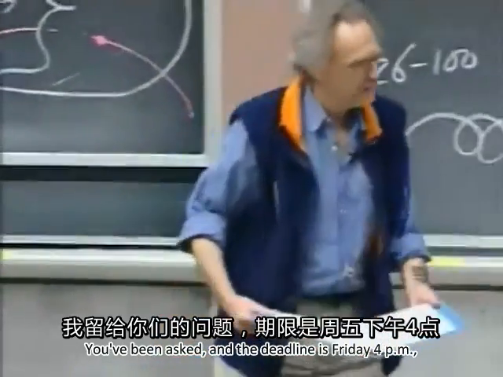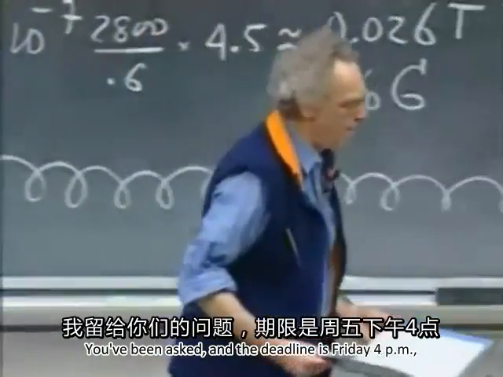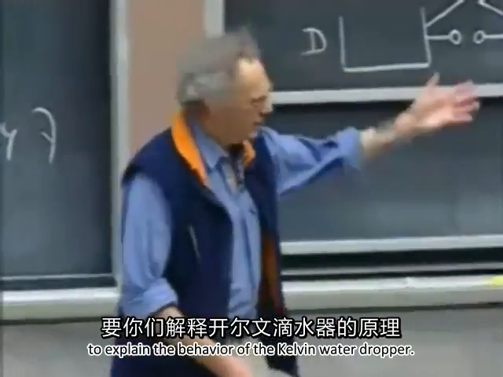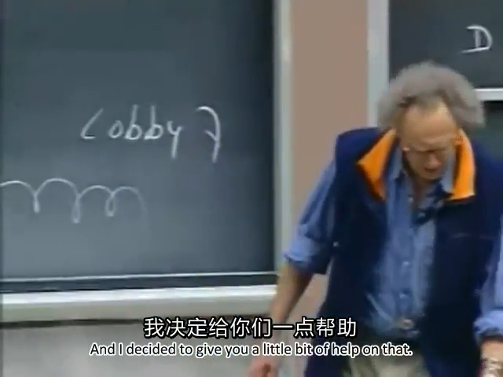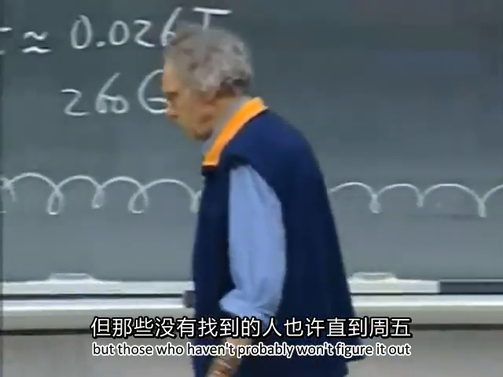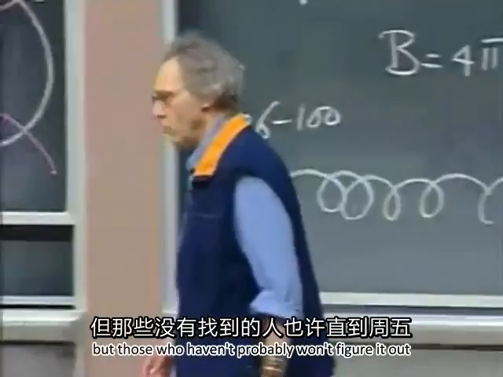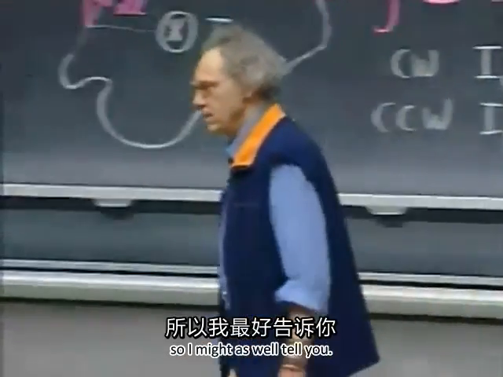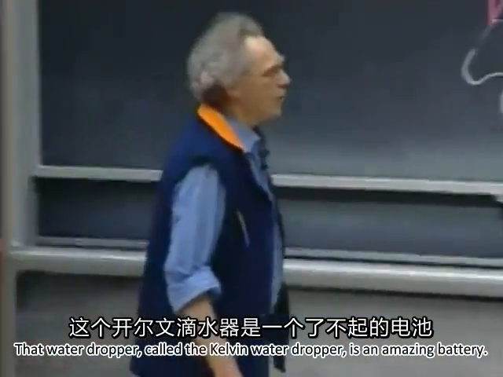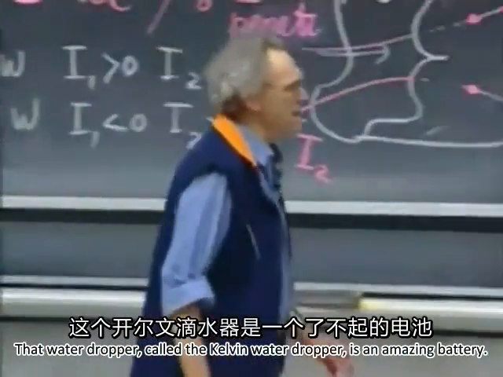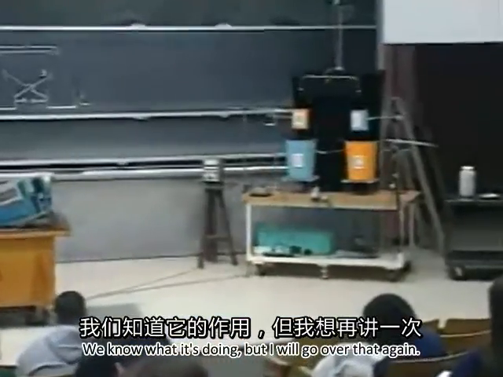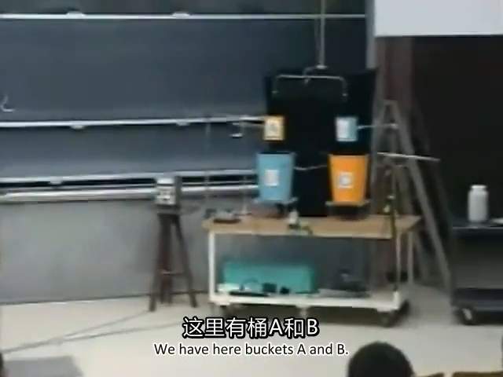You've been asked, and the deadline is Friday, 4 p.m., to explain the behavior of the Kelvin water dropper. And I decided to give you a little bit of help on that. Most of you may already have figured it out, but those who haven't probably won't figure it out between now and Friday anyhow. So I might as well tell you. That water dropper, called the Kelvin water dropper, is an amazing battery. We've seen it before. We know what it's doing, but I will go over that again.